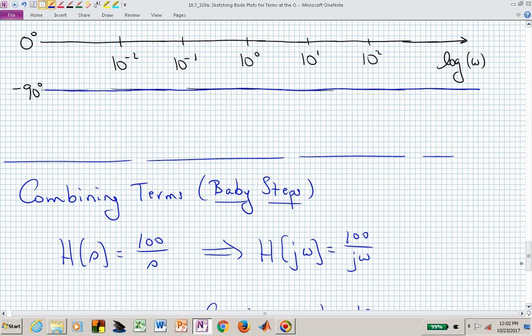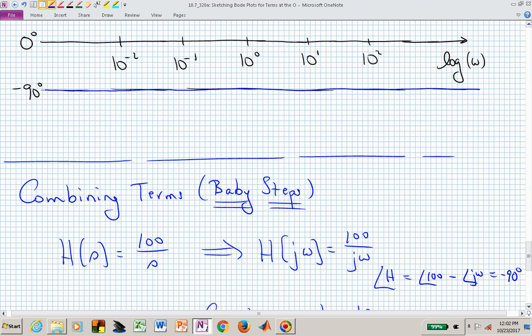The angle is now, if we looked at the angle of H, that's the angle of 100 minus the angle of jω, and that's exactly what we saw above. We have 0 degrees for the angle of 100 minus the angle of j, which is 90 degrees, and we're subtracting that. So the angle of this transfer function, 100 over s, is always going to be giving us minus 90 degrees. So we don't have to change. That's why I said we're taking baby steps.